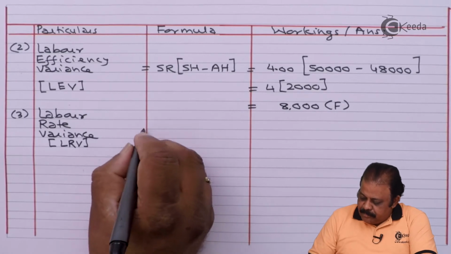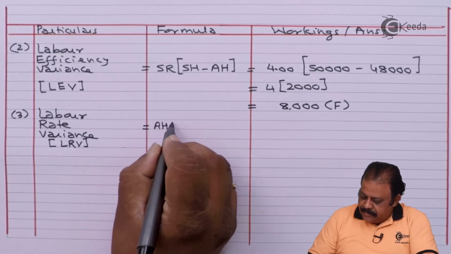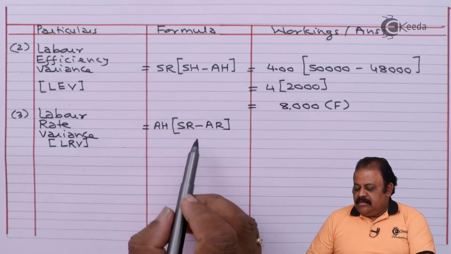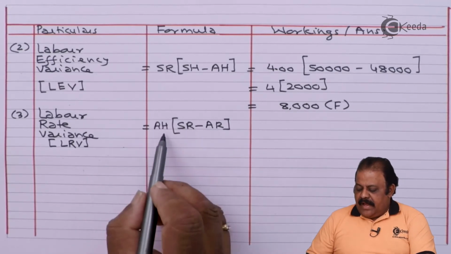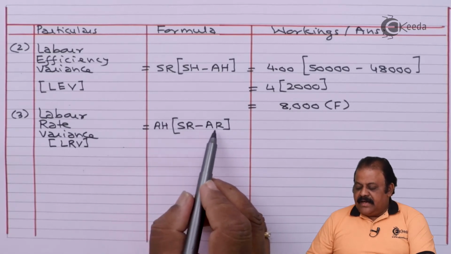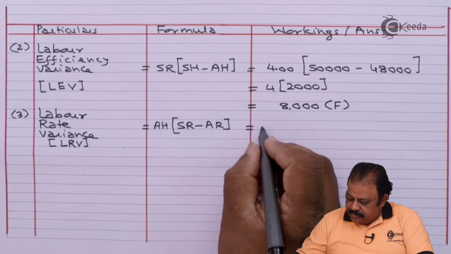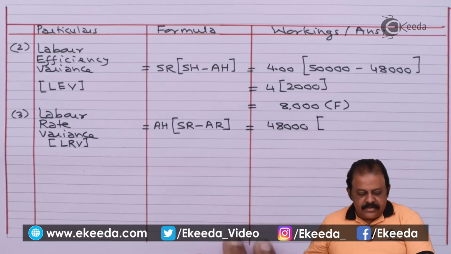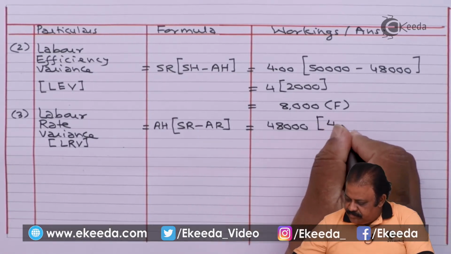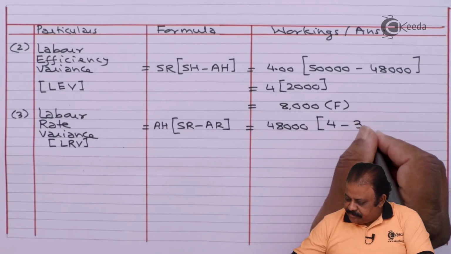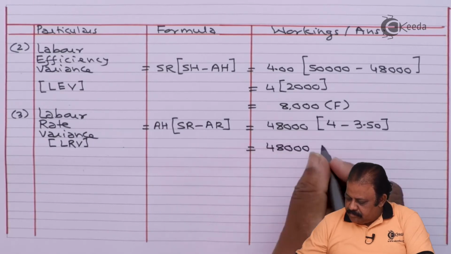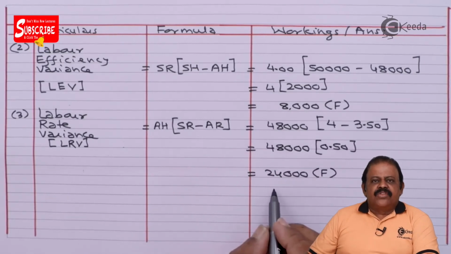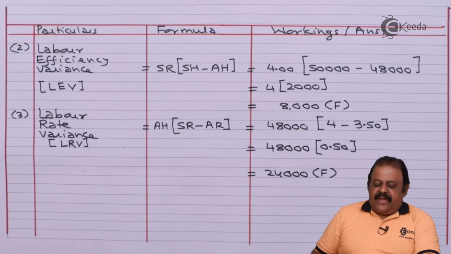Next, labor rate variance, actual hours multiplied by standard rate minus actual rate. Actual hours 48,000 hours. Standard rate 4 rupees, actual rate 3 rupees 50 paise. So it is 24,000 favorable.